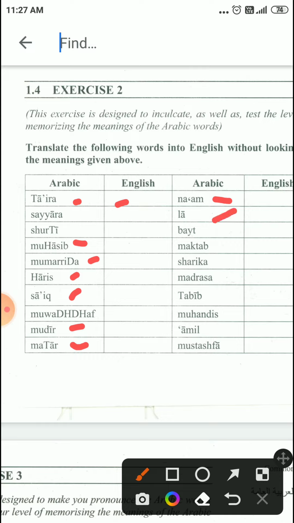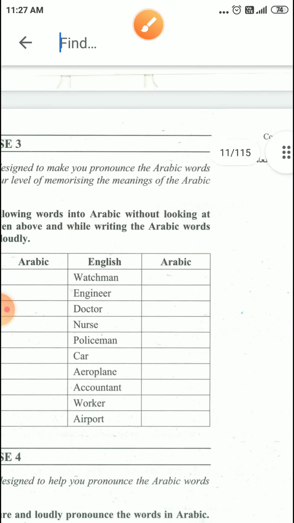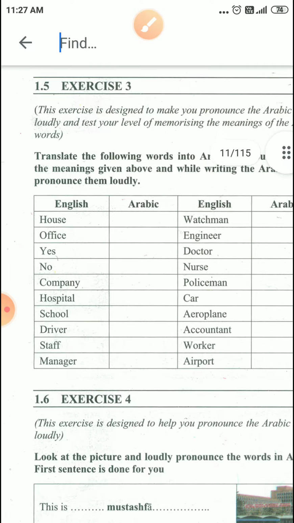La means no. Bait means house. Maktab means office. Sharika means company. Madrasa means school. Tabib means doctor. Mohandis means engineer. Amil means worker. Mustashfa means hospital. After this is third exercise.